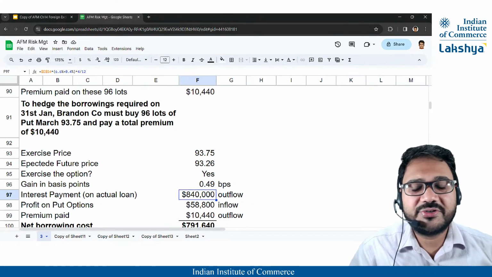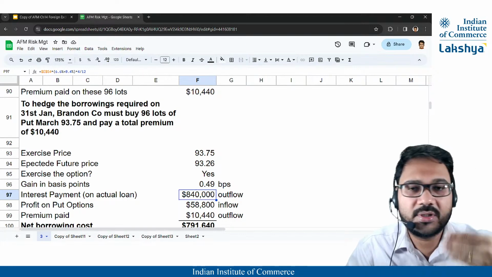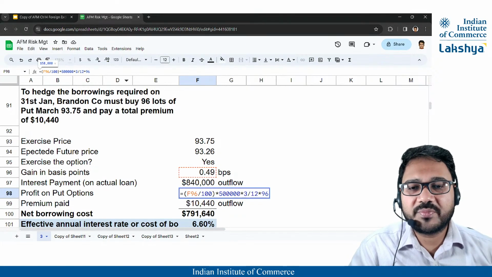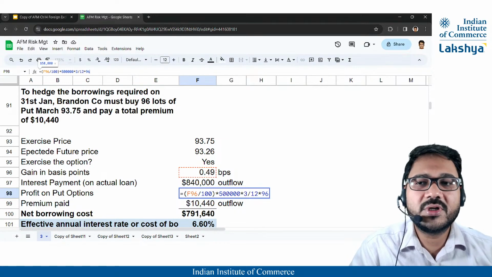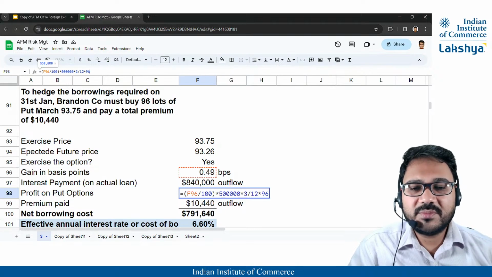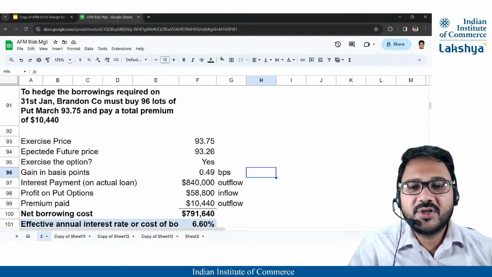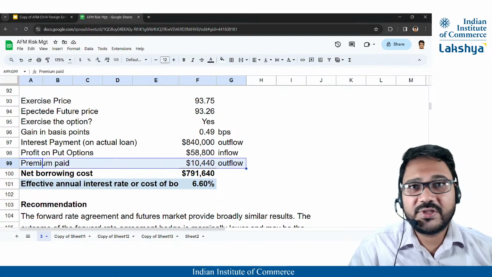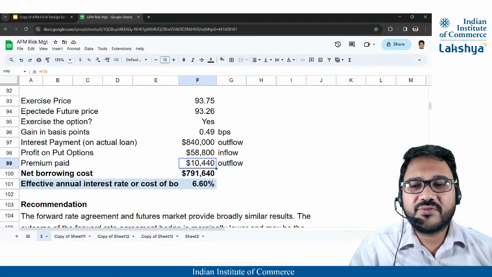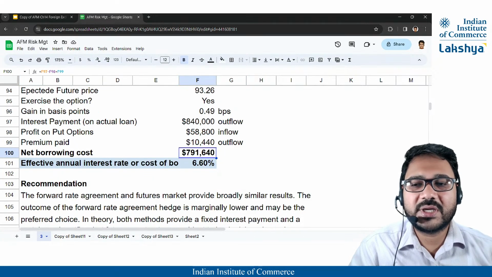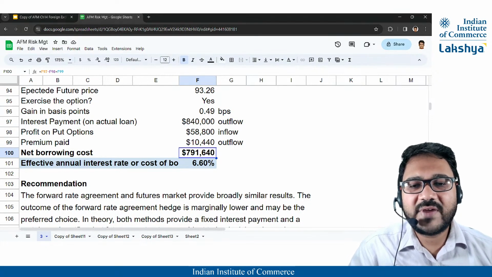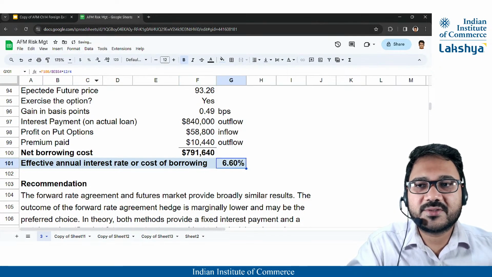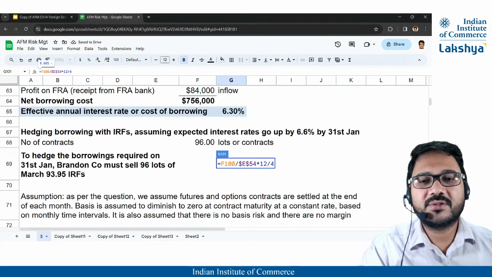Therefore, the interest payment, the actual interest payment, is 840, which has been constant in all scenarios. The profit that we are making is $58,800 on options. How? 49 bips divided by 100 into $500,000, 3 months, into 96 such contracts. So $58,800 is the inflow or the profit, and the premium that we have to pay, irrespective of whether you exercise or not, is $10,440. Therefore, your net borrowing becomes $791,000, and your effective borrowing rate is 6.6%.